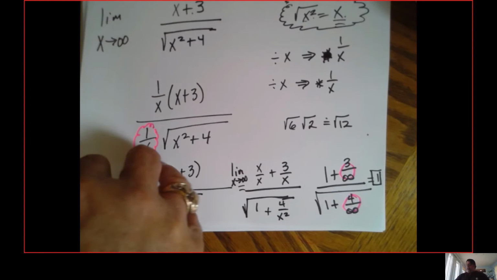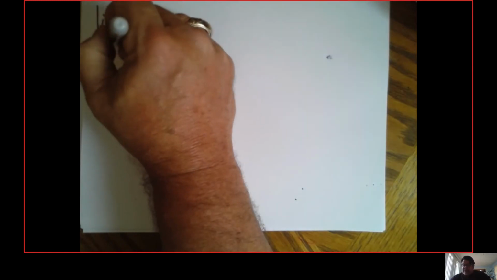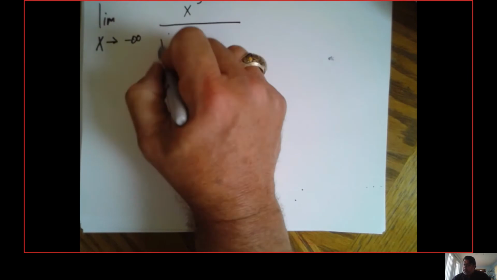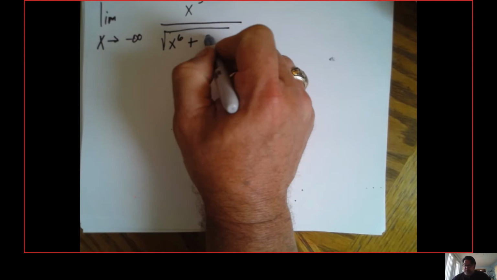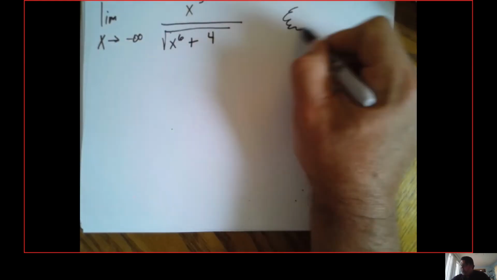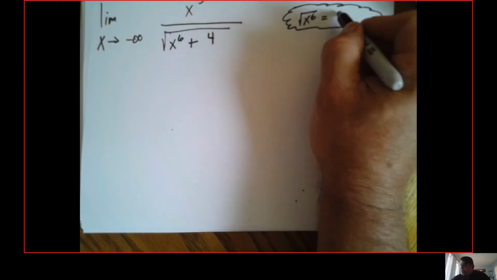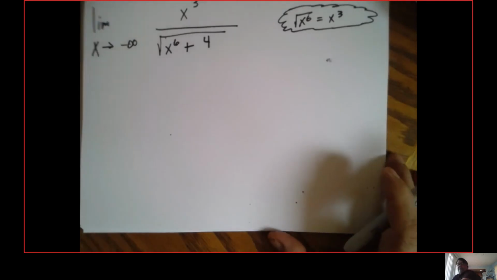I have one more that's a little bit challenging, and that's going to be the limit as x approaches negative infinity of x cubed over the square root of x to the 6th plus 4. And I'm going to say to myself, well, the square root of x to the 6 is equal to x to the third. I did that just in my head, just like I did the last one.